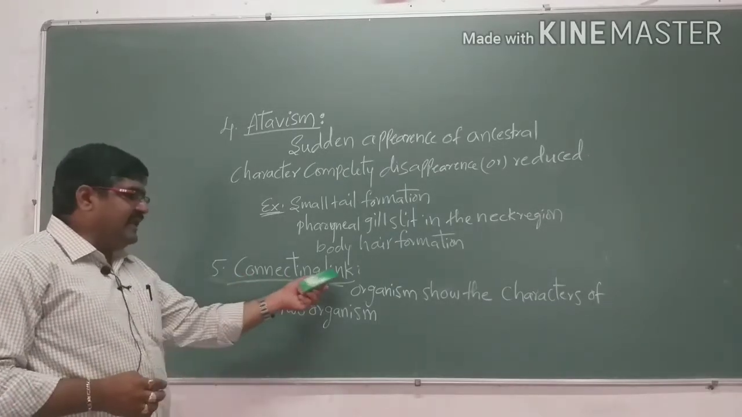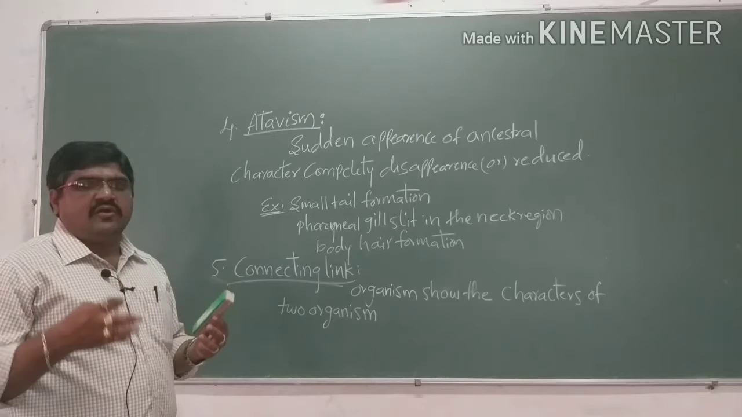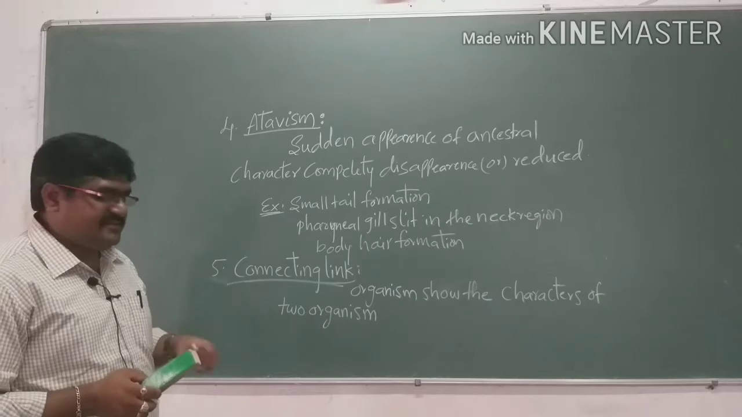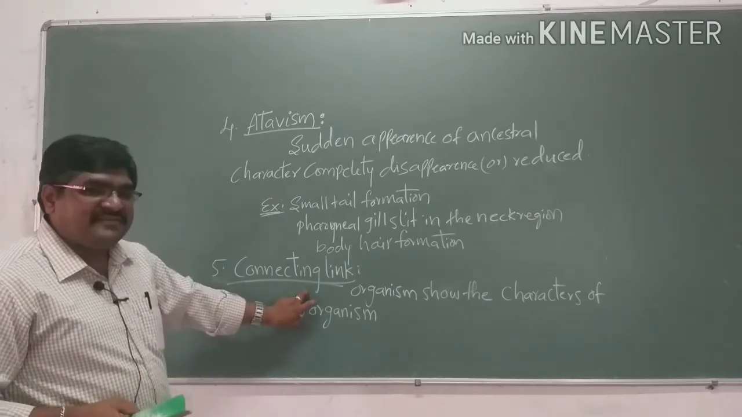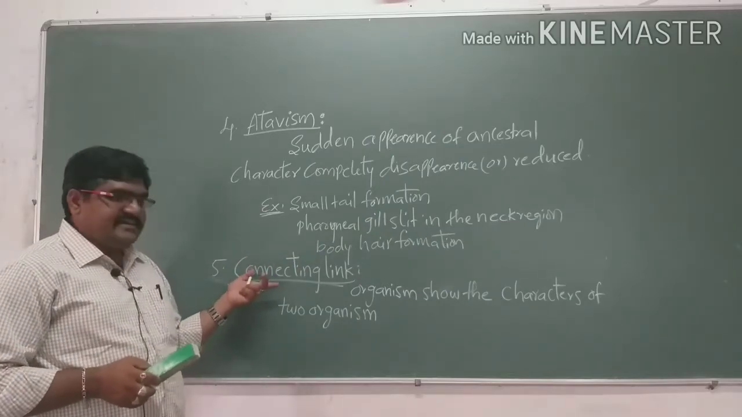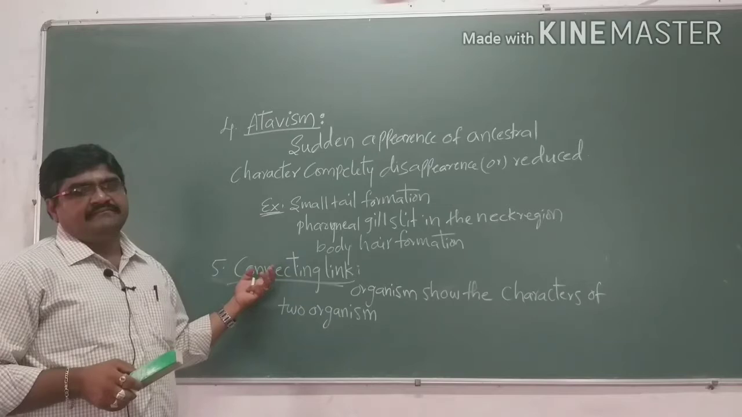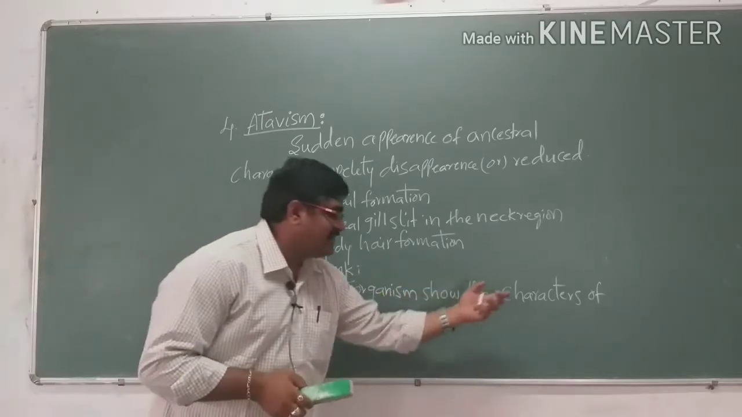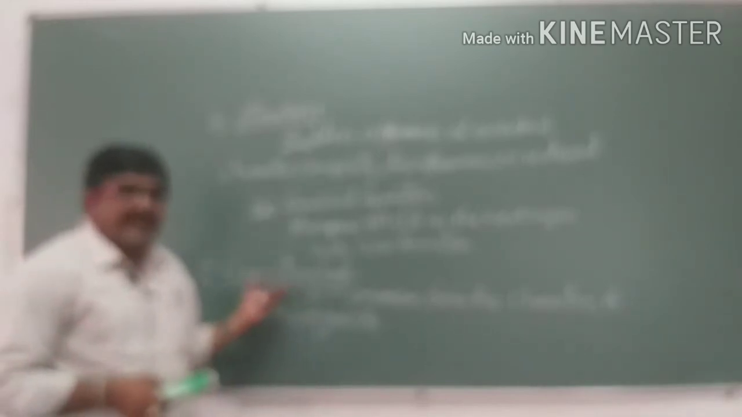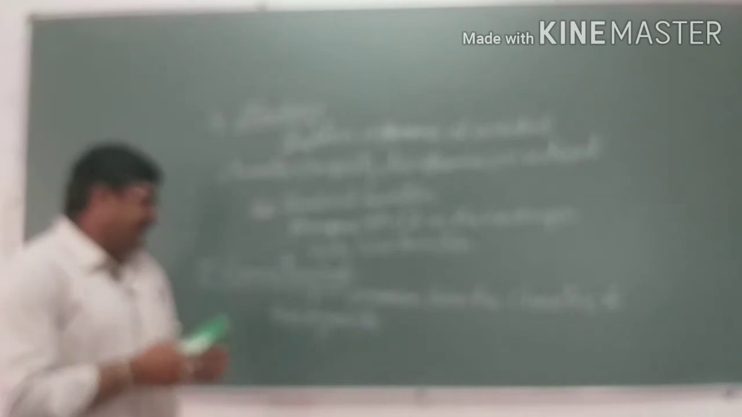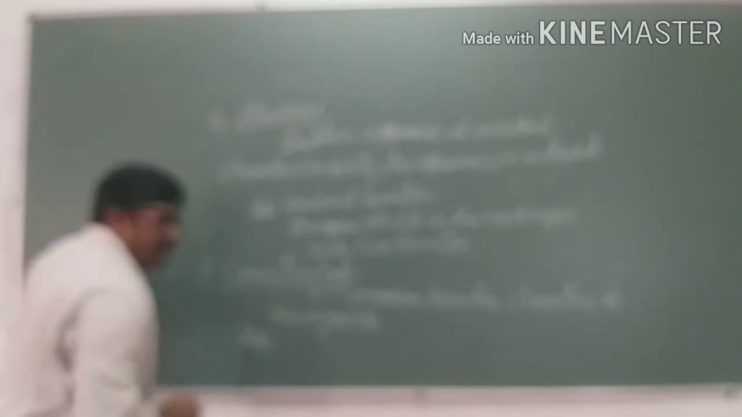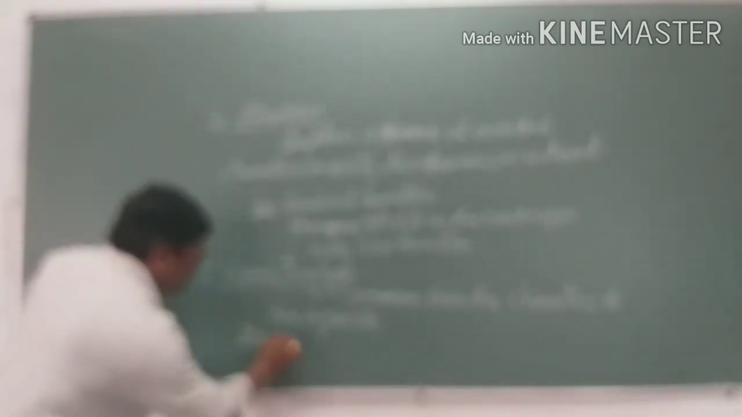Link means it is present between one organism and another organism. Here both characters, the characters of two organisms, are present in only one organism, then we call that a connecting link. So if the organism shows the characters of two organisms, it is called a connecting link. Here we can take an example. The first one is Euglena.